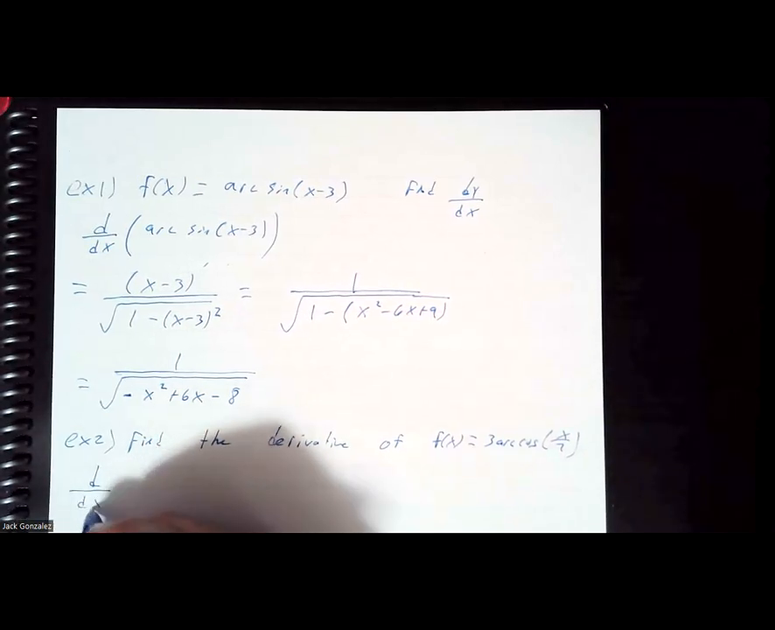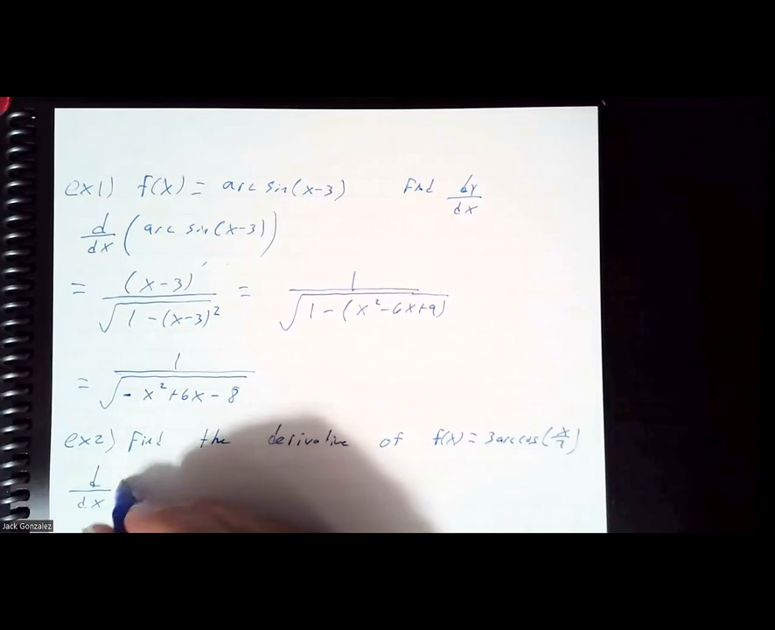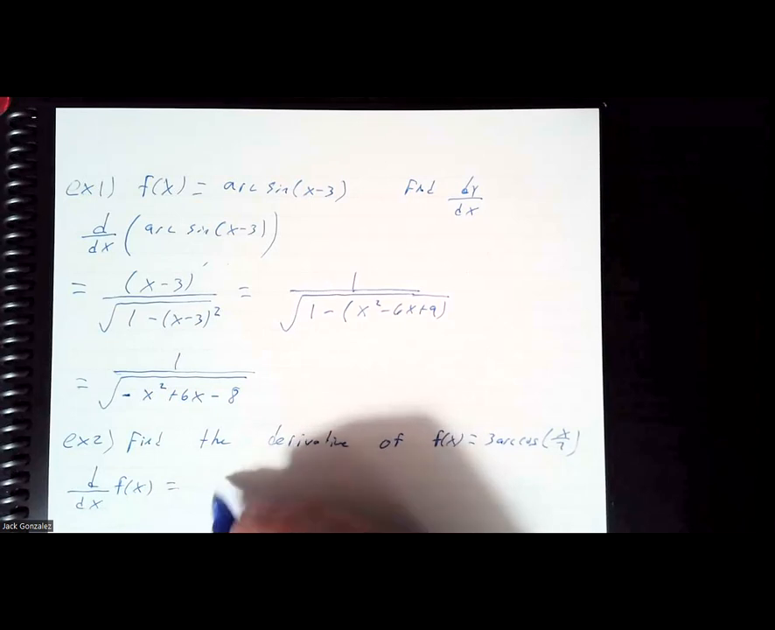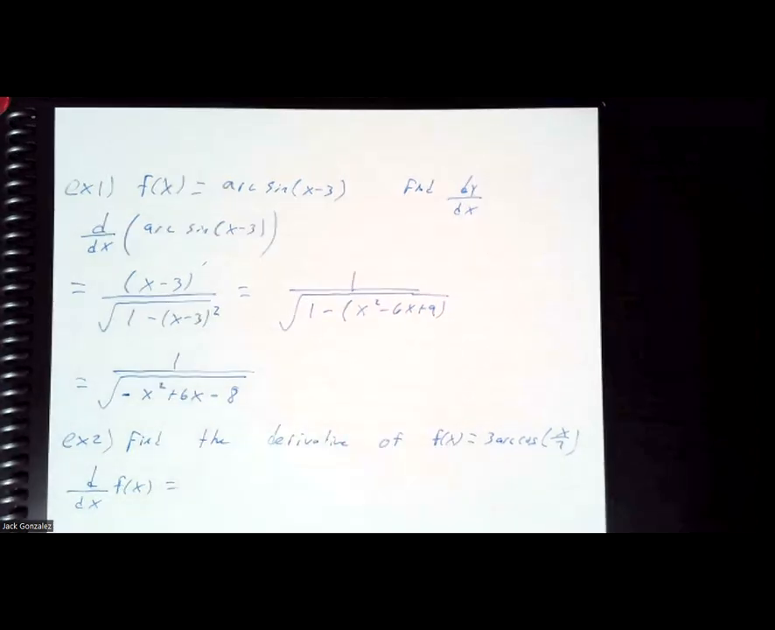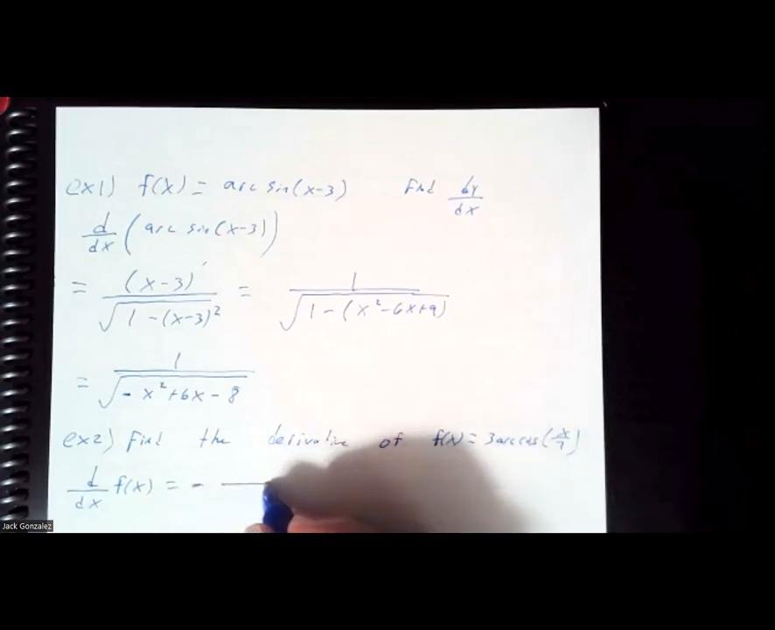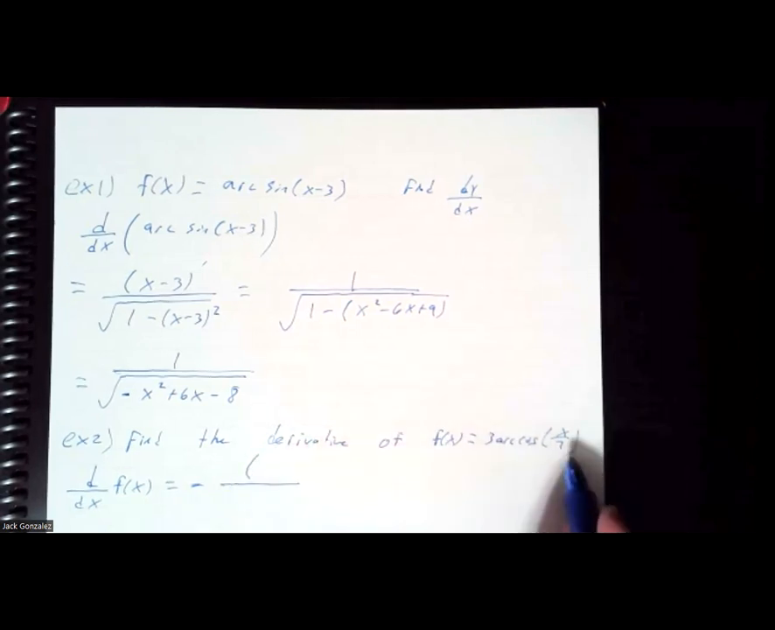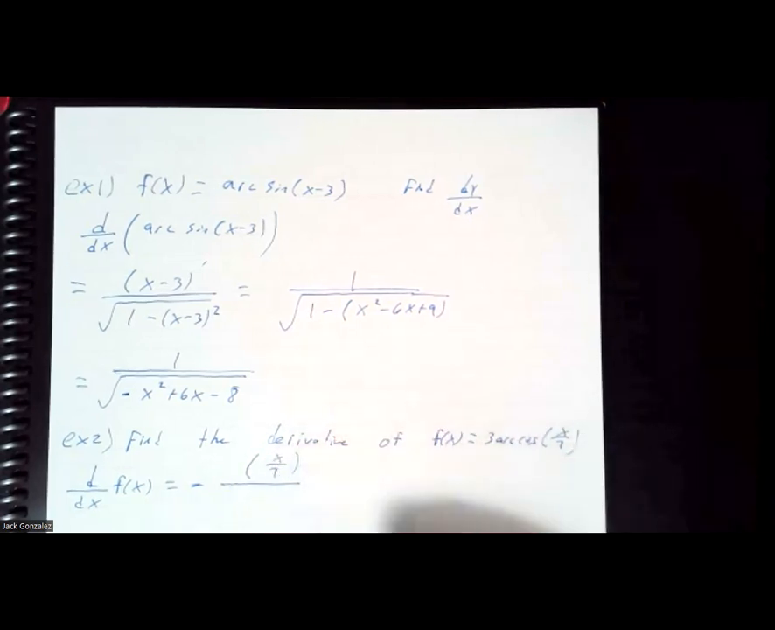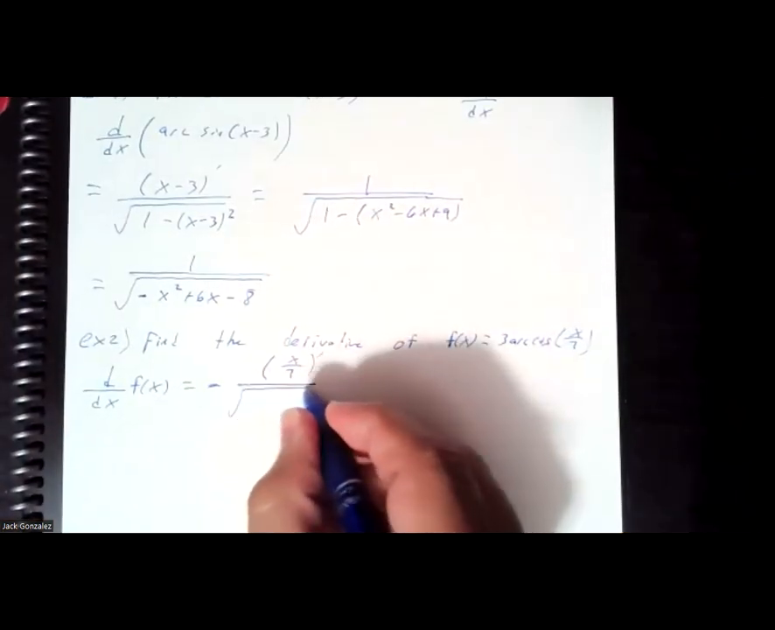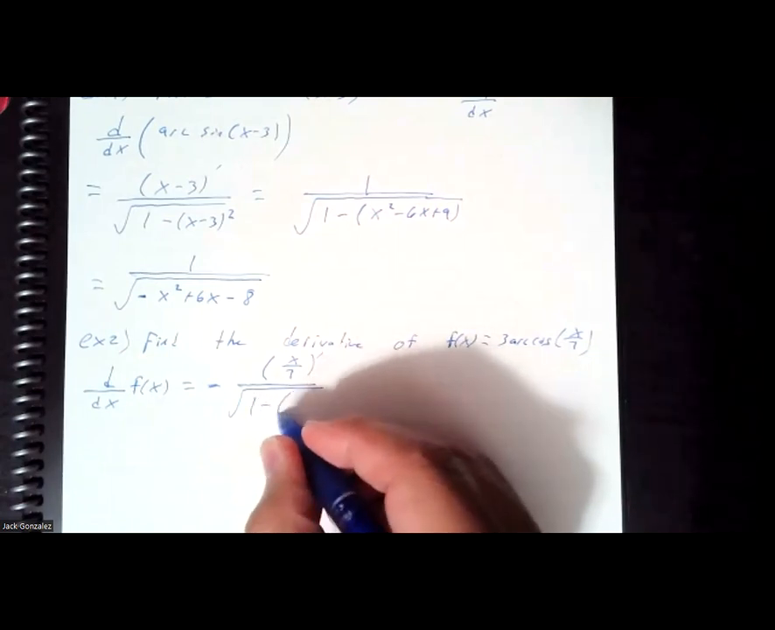So the derivative of f is equal to... the formula says for cosine it's going to be negative, right? The derivative of your argument up here, then on the bottom you have the square root of 1 minus x squared in the formula. Yeah, that's right. So our x being this garbage.